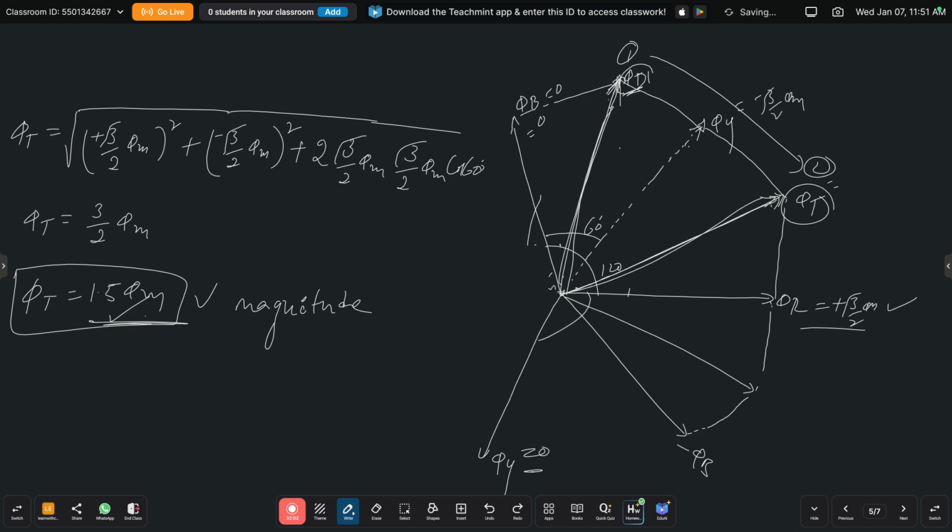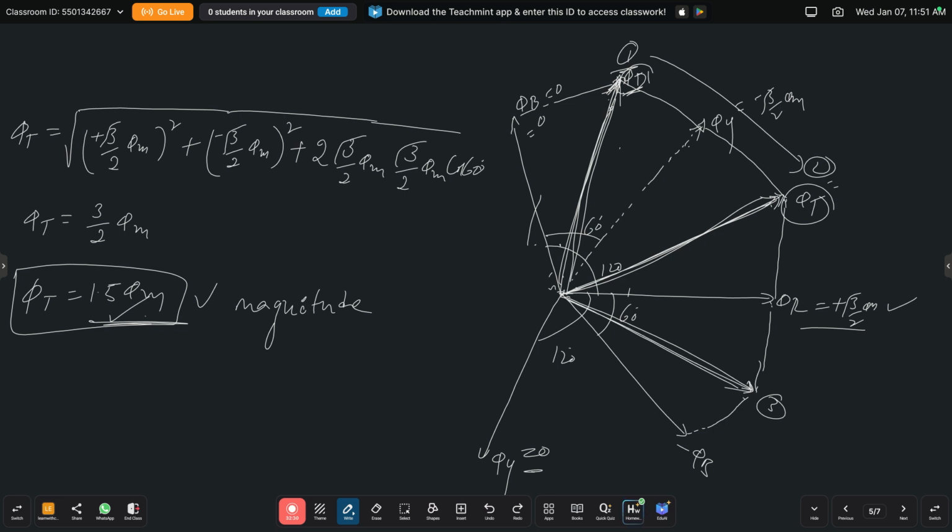Here the angle is 120, and here the angle is 60 degrees. So this is position 3. Position 1 flux is here, and the flux moves from position 1 to position 2. Then the flux again moves from position 2 to position 3. This is position 3.